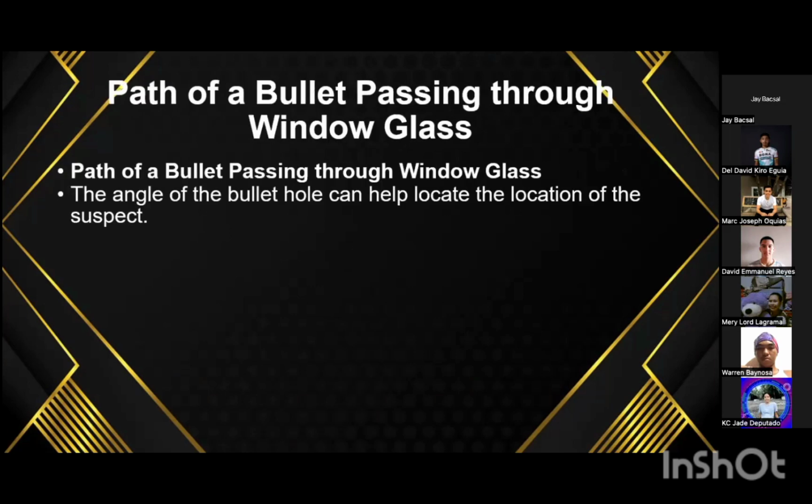Path of a bullet passing through window glass. The angle of the bullet hole can help locate the position of the suspect. The hole that the bullet entered through will be round. If the bullet was fired into the glass at an angle, fracture patterns in the glass left after the bullet is shot through can help determine the shooter's position. There are other technologies that can help identify the location where the bullet came from.